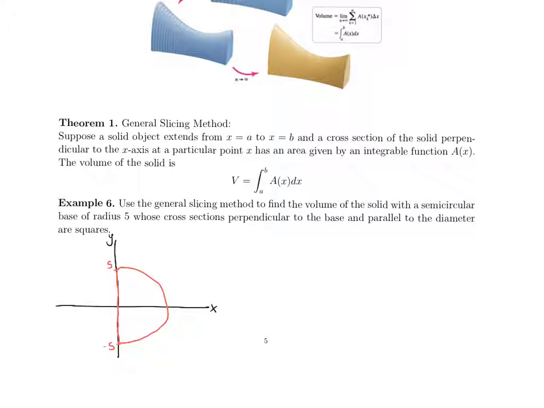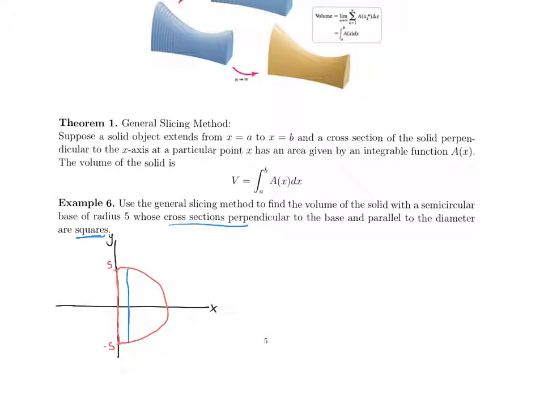Okay. And then we're going to think about the cross sections are going to be perpendicular to the base. That just means they're popping out of the screen at you, perpendicular, directly straight out at you, but parallel to the diameter. So this will be something like this, parallel to the diameter, and then that little sliver right there is going to pop out at you as a square. In this case, they're going to be squares. So we need to find the area of those squares.